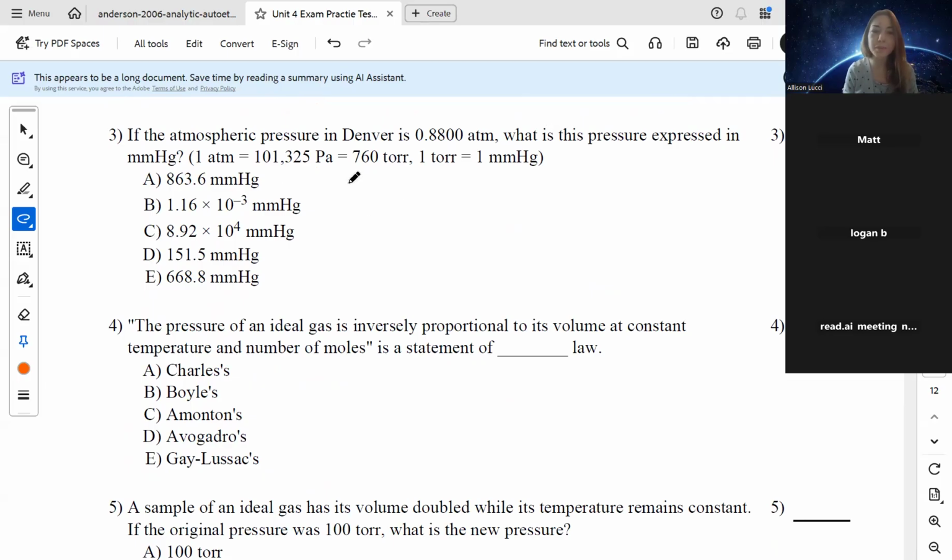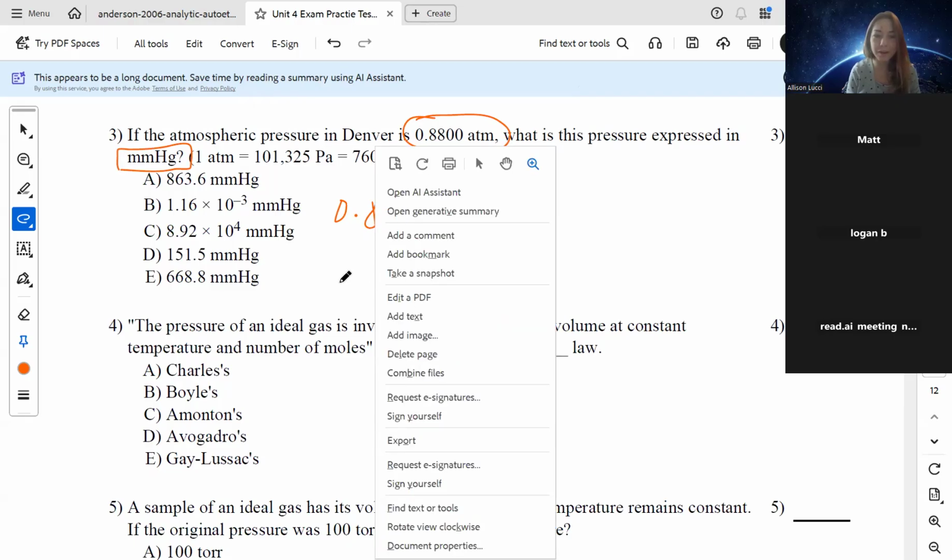This is our first conversion. Notice you're given some conversion factors here. We are asked to determine our pressure in millimeters of mercury, so mmHg, and we're given atmospheres here. So we always start with what we're given. Those are supposed to be eights. Sorry, guys. Let me see if I can write a little harder here.